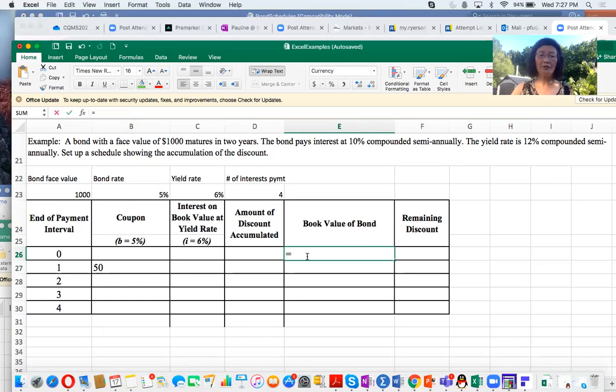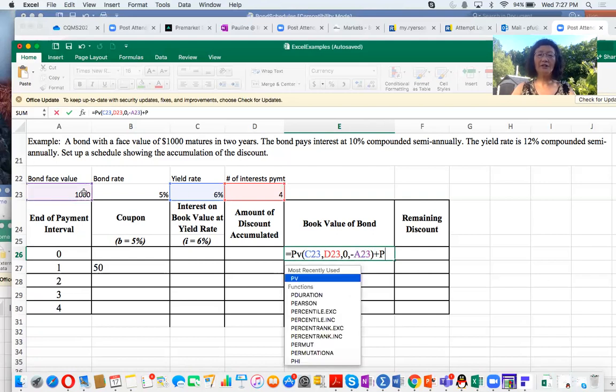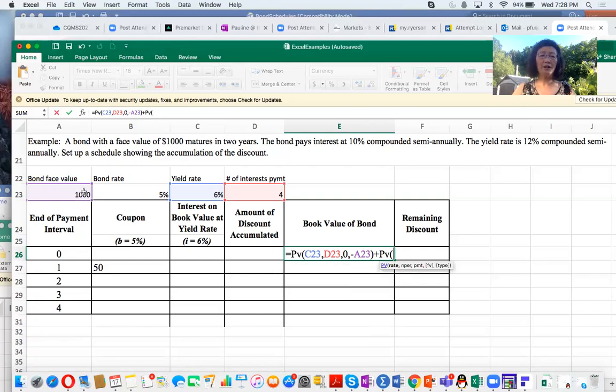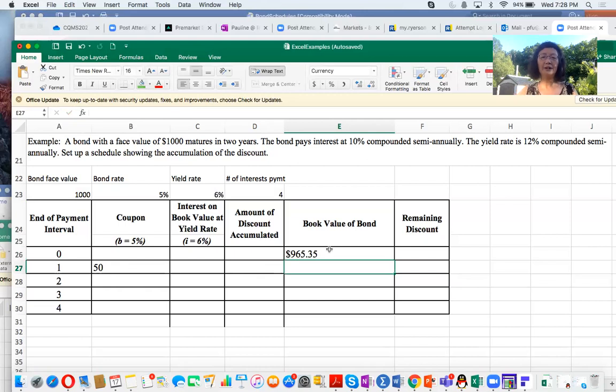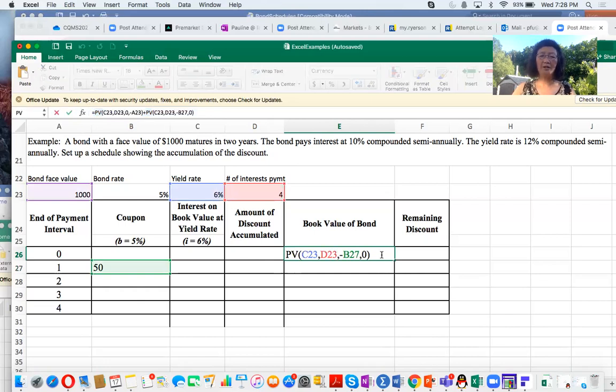So I'm going to use the Excel PV function. The rate, number of payments, PMT is 0, future value is negative 1,000. And plus the present value of an annuity: rate 6%, NPER 4, payment negative 50, future value 0. So this is the book value of the bond. The formula is here.